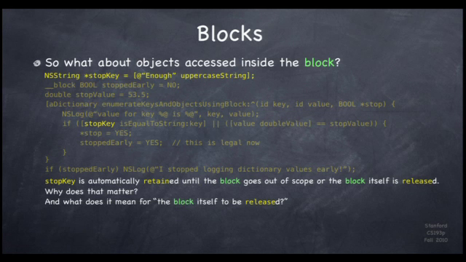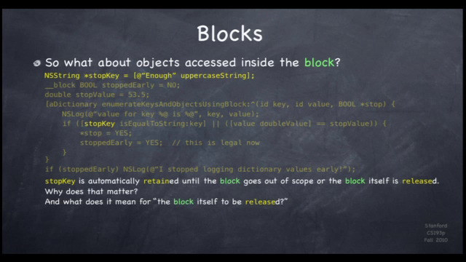What's important to understand is that that object, stop key, gets automatically retained for you. A retain gets sent to it. Why does that matter? Why do we need stop key to be retained? You might say, well, this block executes and the function's not over yet and it comes back out the other side. Everything should be fine. But it's not fine, and you'll see why in a moment.